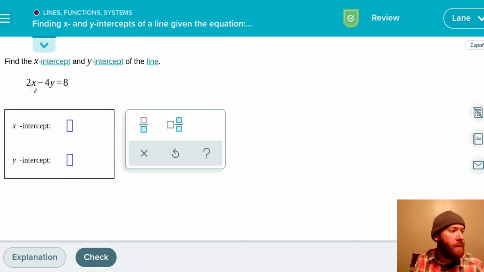In this video, I'm going to talk about finding the x and y intercepts of a line given an equation. Problems like this, where it says find the x-intercept and the y-intercept of this line, and then they give us an equation involving x and y. I'd like to start by talking about what the x and y intercepts are.